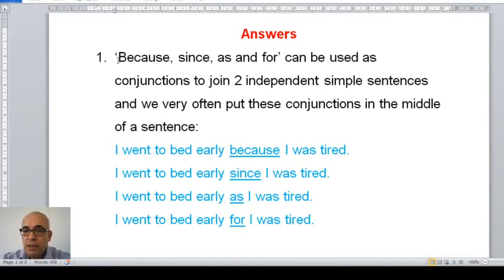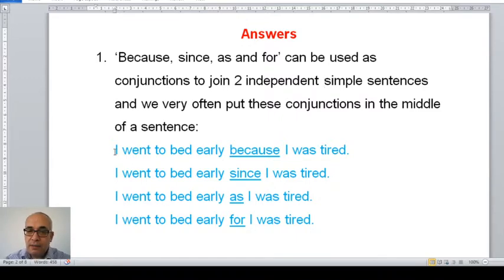So we use them to join two independent simple sentences, and most of the time, we put these conjunctions in the middle of a sentence. So this is something similar between because, since, as, and for. They are coordinating conjunctions. We put them most of the time in the middle of a sentence.